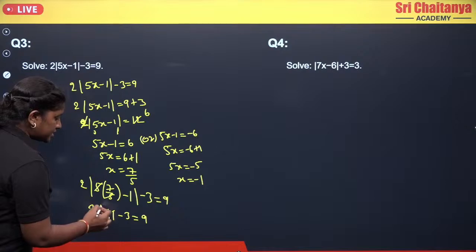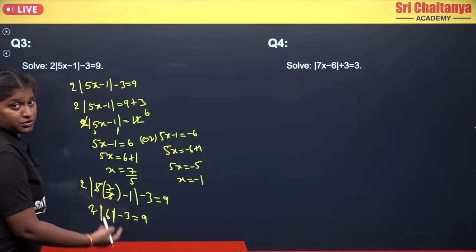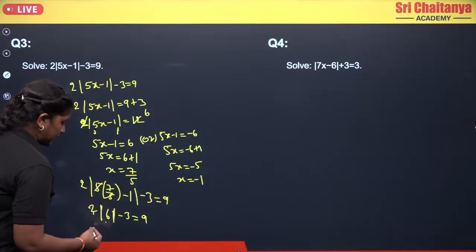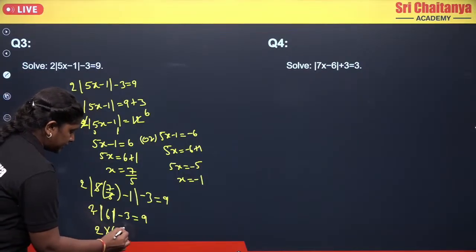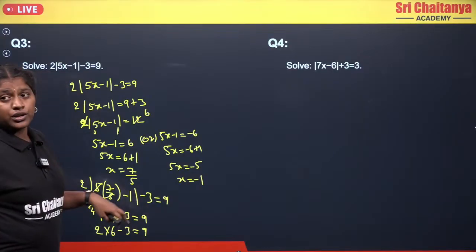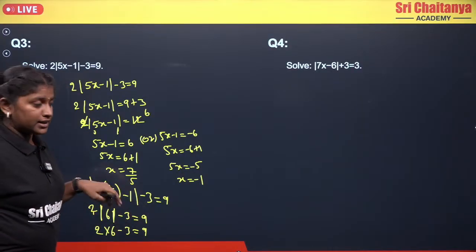So now it is the modulus of 6. 6 is a positive value, right? So 6 is greater than 0, so that becomes a plus value. So 2 into 6 minus 3, which is 12 minus 3, which we got as 9. So here we got our LHS equals RHS.